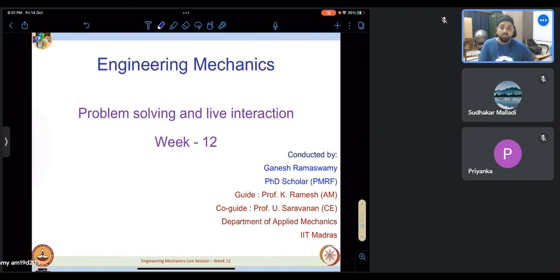I welcome you all to this solving and live interaction session for the subject engineering mechanics. Today we'll be dealing with the problems from the topic of the contents of week 12, which is to do with 3D kinematics. So let us look at the first problem.